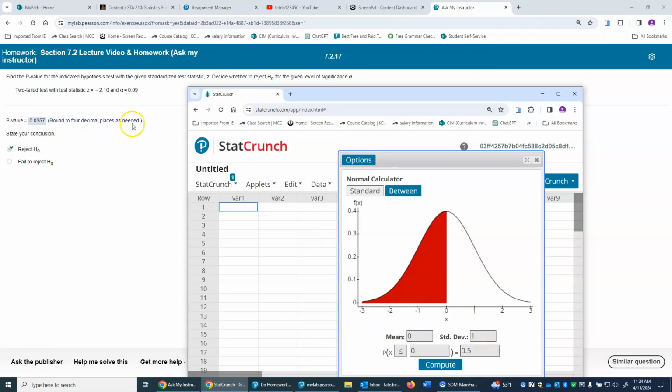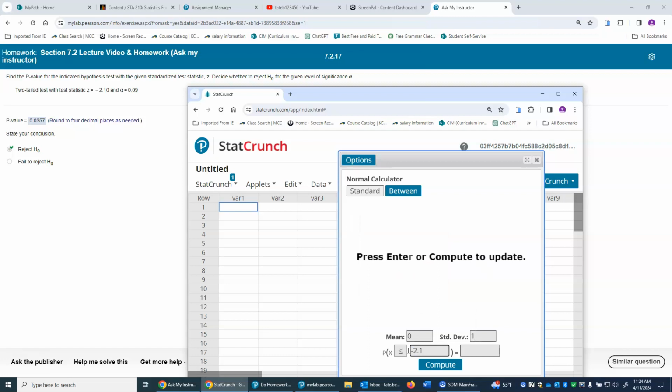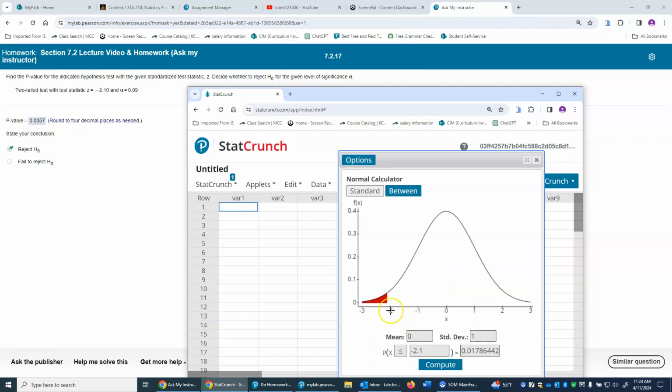So there's a couple ways we can work this. You can just put in the z equal negative 2.1 here and click compute. Now that gives you the area in red here, which is 0.0178642. But since it's a two-tailed test, there'd be another area that'd be the same to the right, and so you'd have to double this number to get that result.